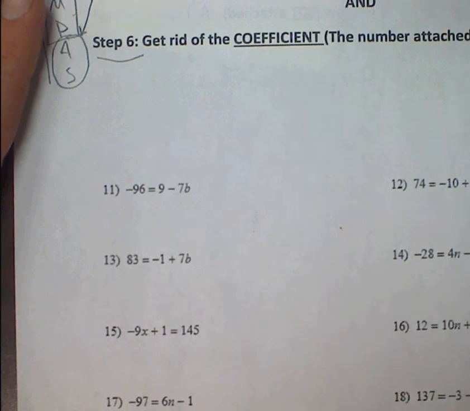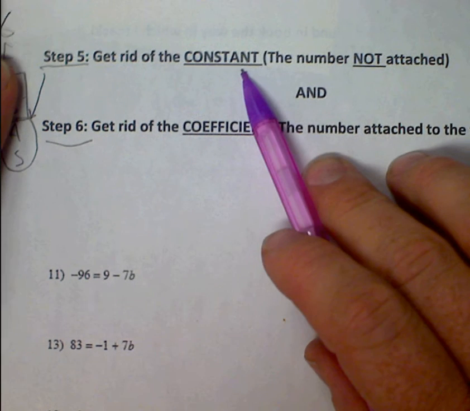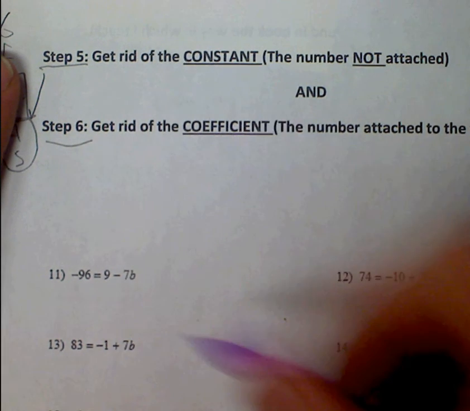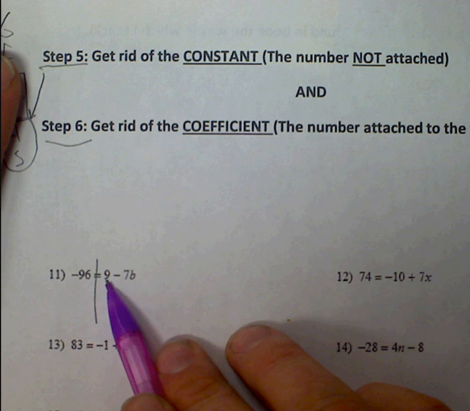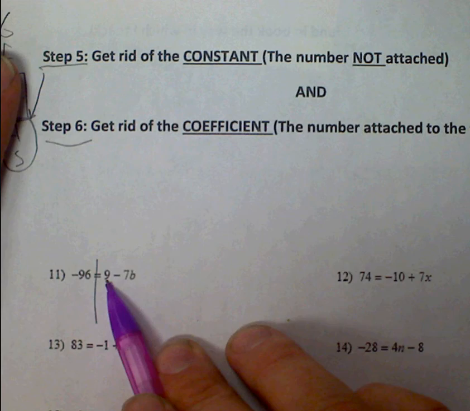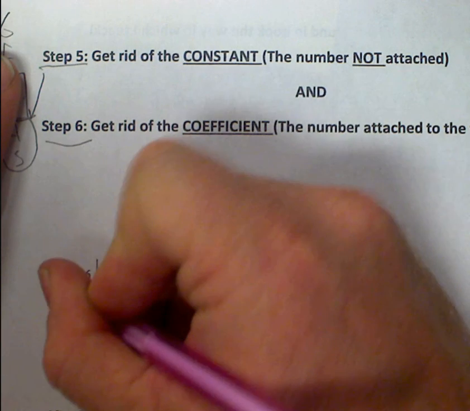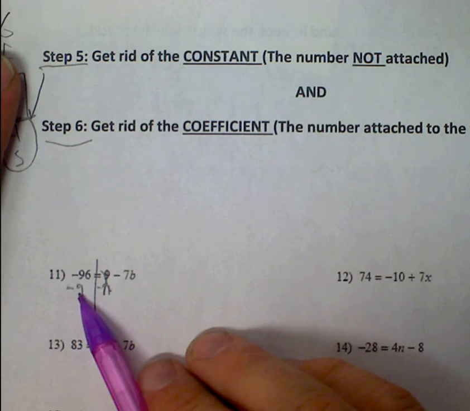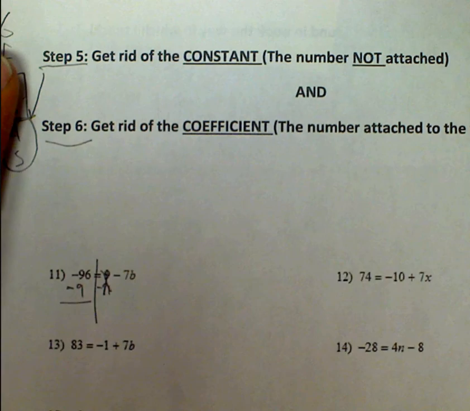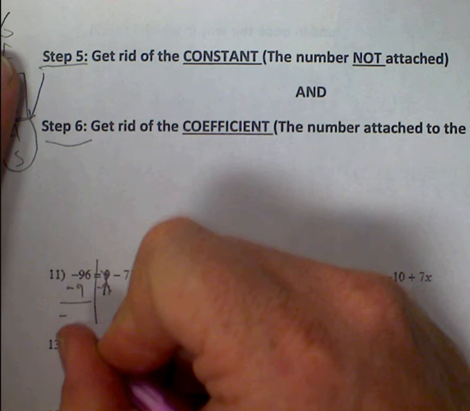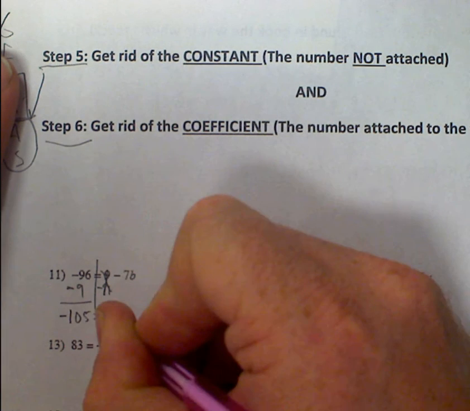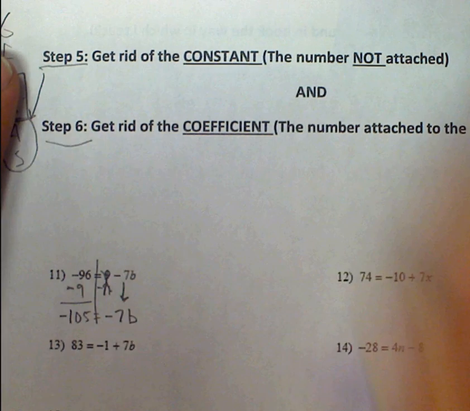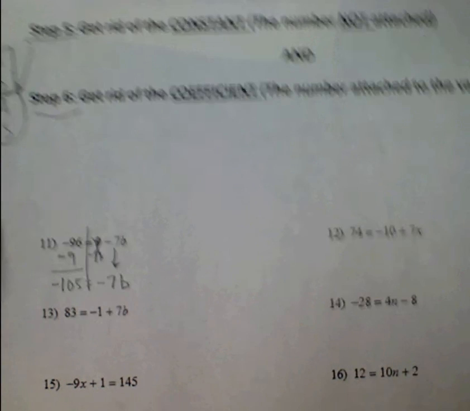So let's look at number 11. I have to get rid of the number not attached first, the constant. So I'm looking at my variable side. Here's my variable side. What number is not attached to my variable? 9 is not attached. So I need to get rid of 9 first. I'm going to subtract 9, subtract 9. Debt plus debt, or debt minus debt, is more debt. So this would be negative 105 equals, and then I would bring this down. Negative 7b. Minus 7b is the same thing as negative 7b.